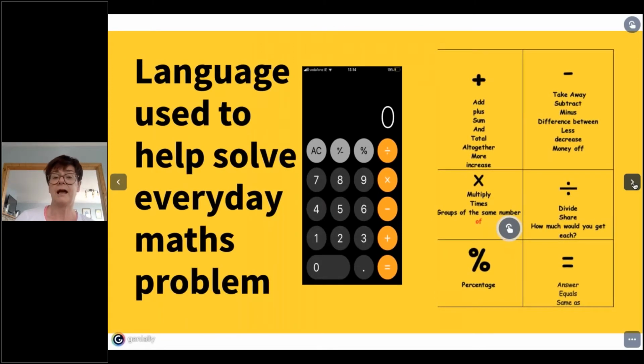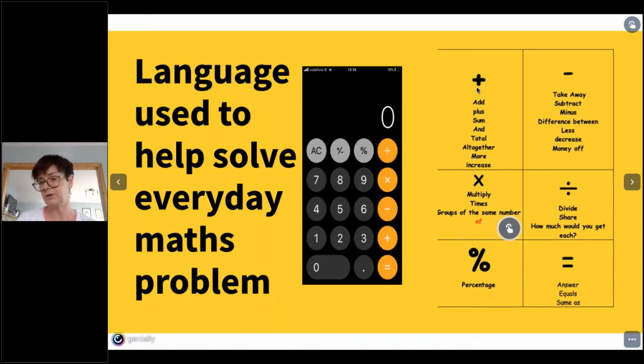We're looking here at what would be a normal calculator on your phone. You're out and about. Typically, you're going to be problem solving, using your own language, English language, and it needs to be translated into maths. So over here on this side, you can see I have language used to help solve everyday maths problems.